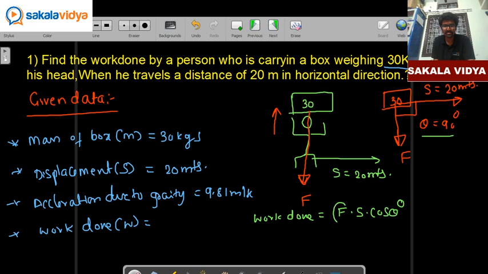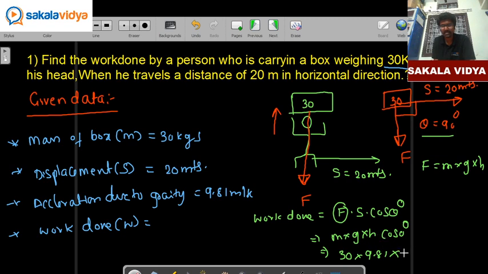So what is the force? Force is nothing but M into G, and H is the displacement, so M into G into H cos theta. M is the mass of the box, that is 30 kgs. G is acceleration due to gravity, that is 9.81. H is the displacement made by the body, that is 20 meters, into cos 90.